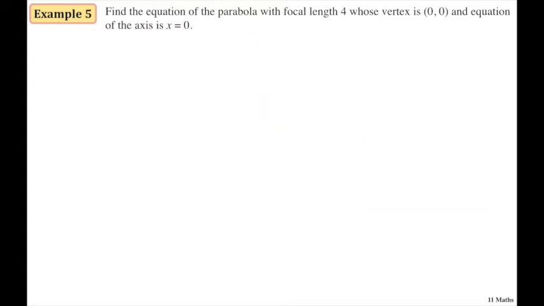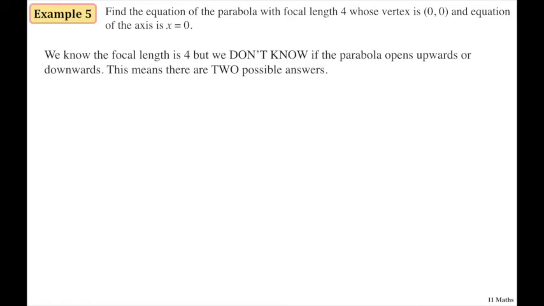Example 5, find the equation of the parabola that has a focal length 4, vertex (0, 0), and equation of the axis is x equals 0. Well, we haven't got a clue with this one. The reason we don't have a clue is we know the focal length is 4, but we haven't got a clue whether it opens upwards or downwards. There could be 2 cases that we have to look at, so we're going to study the case where it opens upwards and the case where it opens downwards.